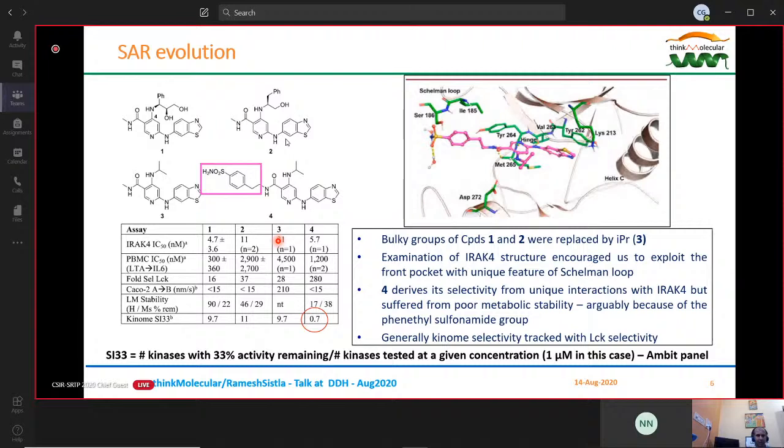But then what we saw in IRAK4 was that there was a front pocket available with the Shellman loop that I talked about. Because we had a handle of amide here, we could do a lot of SAR in this particular region. So after converting this phenylglycinol into an isopropyl, we focused on the amide library exploration. In that process, it is our chemists who designed this compound, because there is a Shellman loop here, and there were some polar amino acids they were seeing. So the idea was to reach out to that pocket through a phenethyl sulfonamide, what we call. And you see what this phenethyl sulfonamide has done is it picks up a hydrogen bond here, other than filling up this hydrophobic cavity in the front pocket.